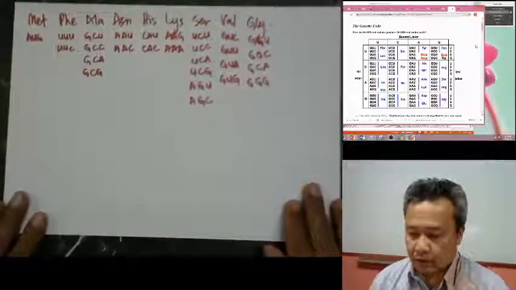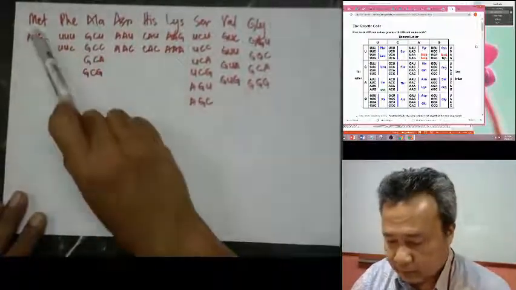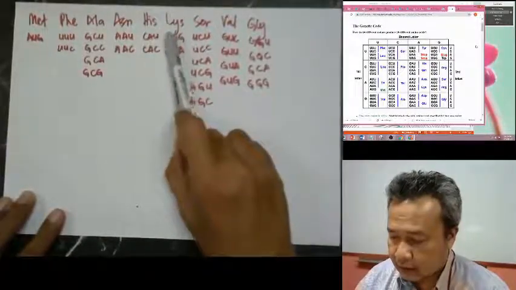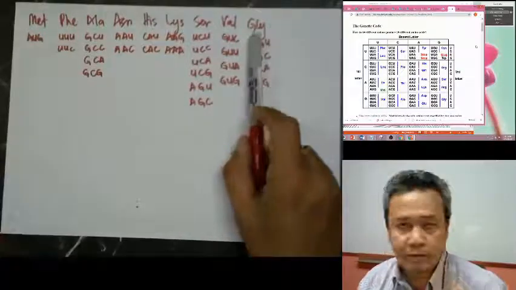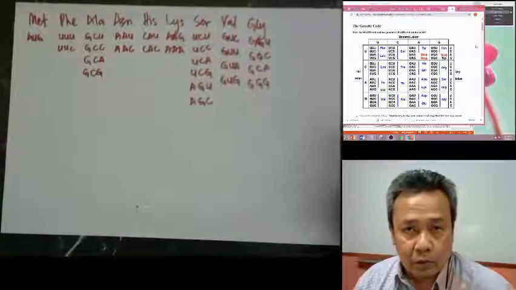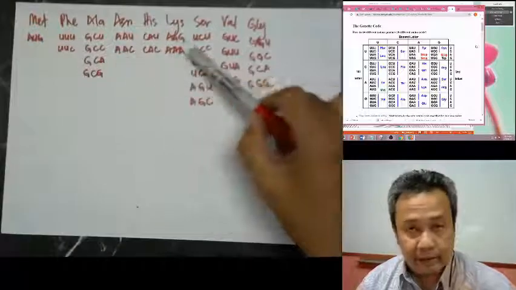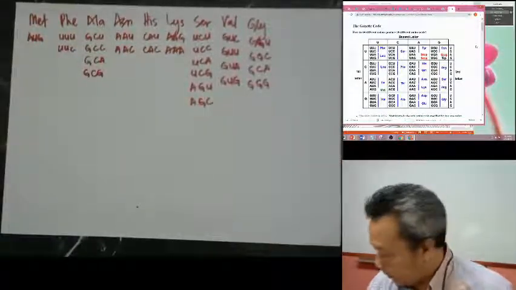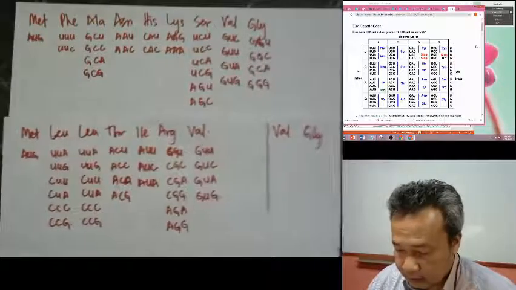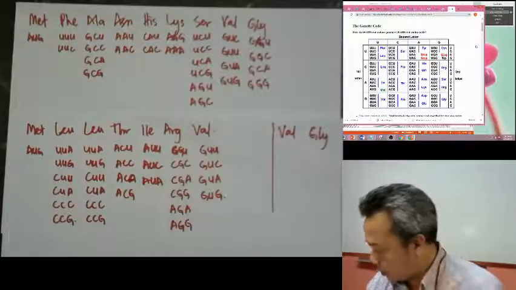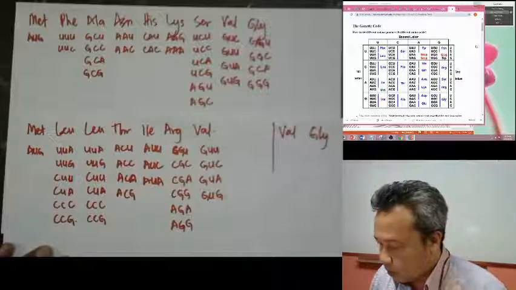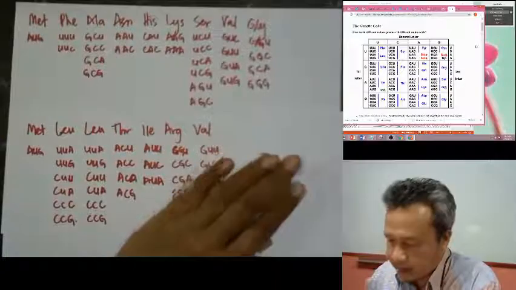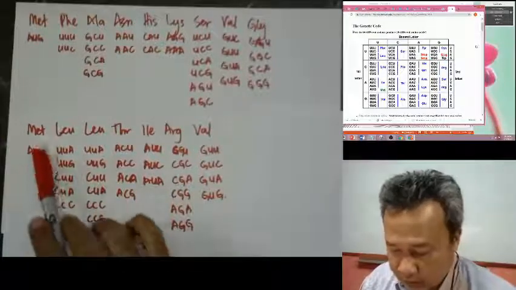Okay, so this is the original sequence: methionine, phenylalanine, alanine, asparagine, histidine, lysine, serine, valine, and glycine. From the codon table, you'll be able to get this. I think most of you who answered this question got that one. And then this is the mutant sequence. Don't worry about that bit, I'll talk to you about that bit later. So this is the mutant sequence: methionine, leucine.